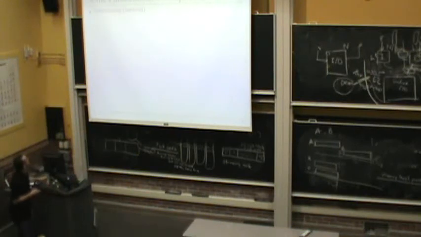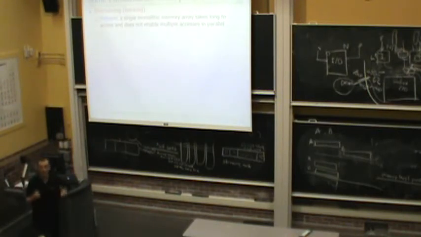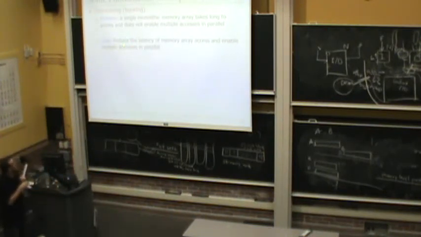Well, let's cover interleaving in a little bit more detail. We've seen this, but why do you want interleaving? You really want this because a single monolithic array takes long to access and doesn't enable multiple access in parallel. There are two issues with a single monolithic array. So interleaving solves both issues. The goal of it is to reduce the latency of the memory array access and enable multiple access in parallel.